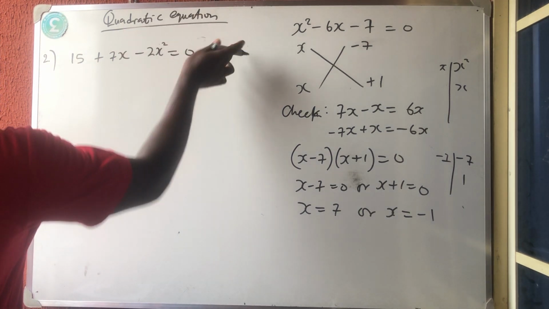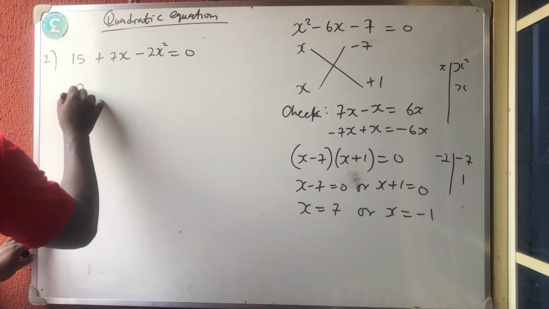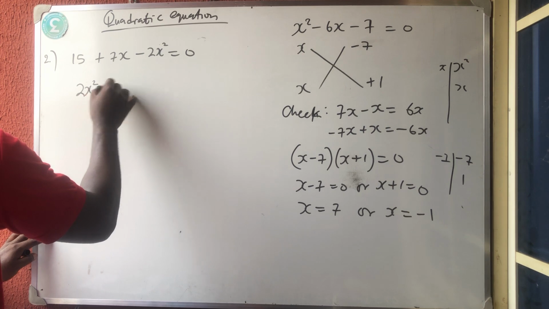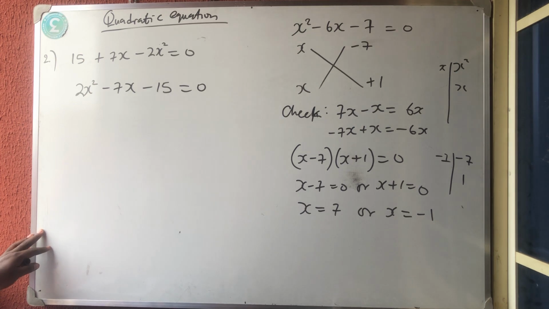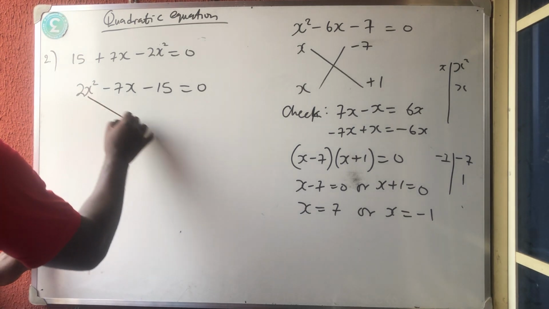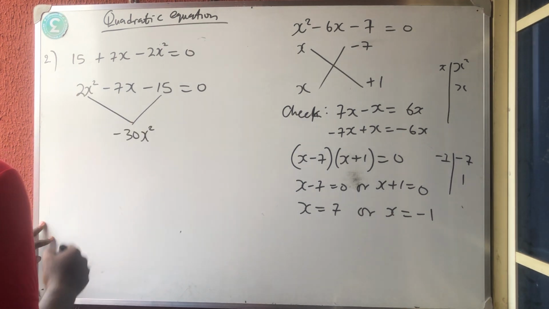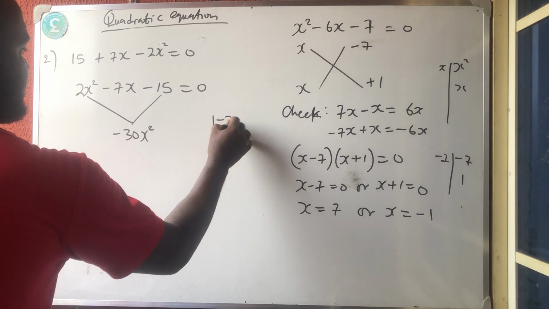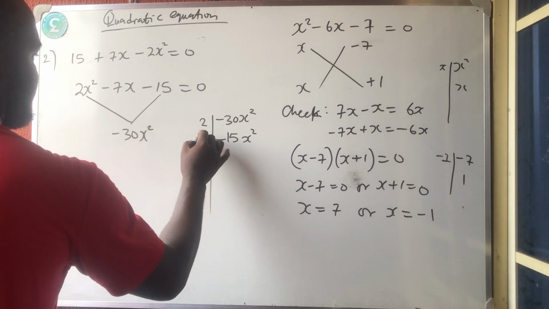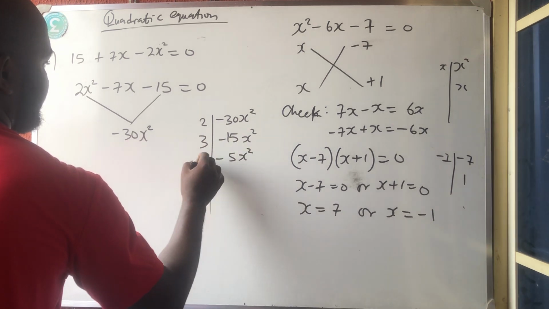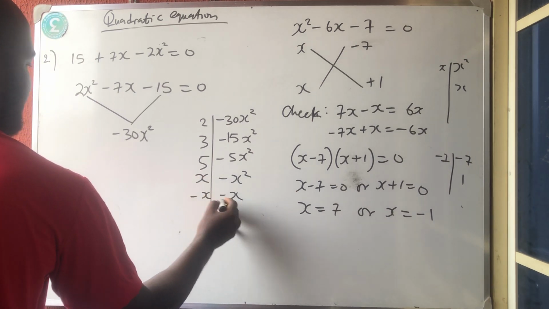So let me take everybody to this side because it's negative and I want it to be positive. So take everybody to this side. This one moving here, I'm having 2x squared. This one moving here, minus 7x. This one moving here, minus 15 is equal to 0. Now, the same method, this times this. So what do you have now? You have a minus 30x squared. So find it. Minus 30x squared, 2 divide, minus 15x squared, 3 divide, minus 5x squared, 5 divide, minus x squared, x divide, minus x finally 1.